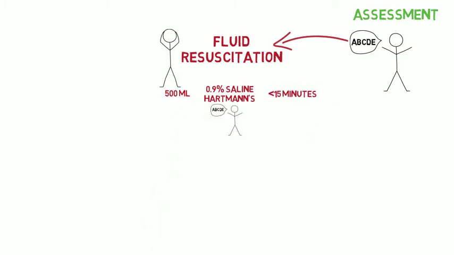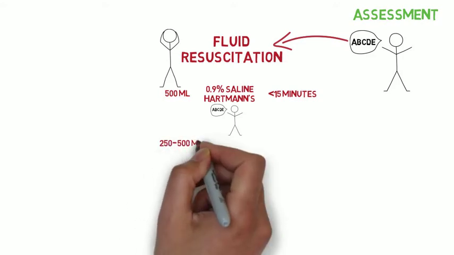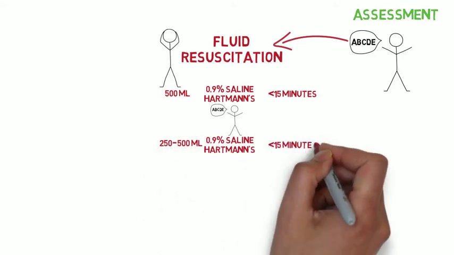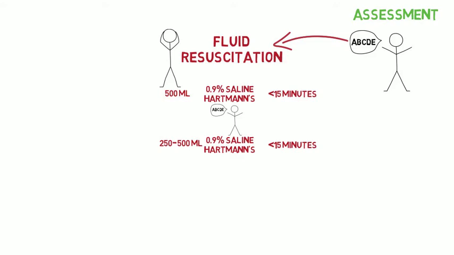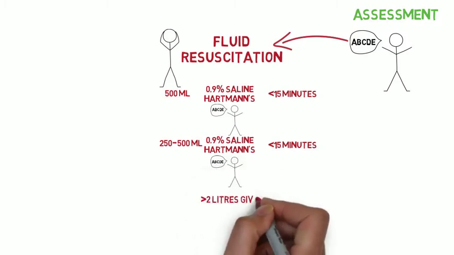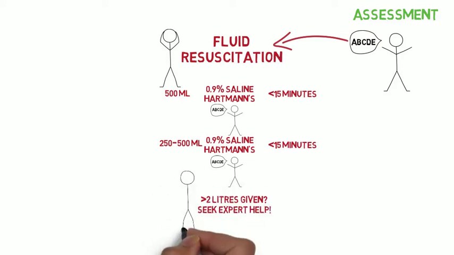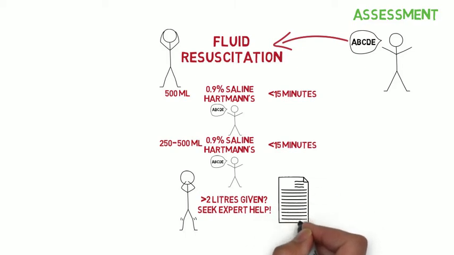If they require further resuscitation, give boluses of 250 to 500 ml 0.9% saline or Hartmann's, again over less than 15 minutes per bolus. As always, reassess the patient following each bolus. If your patient has needed 2 litres or more of fluid resuscitation, it's time to call for some expert help. Don't forget to document everything thoroughly. Remember, if it wasn't documented, it wasn't done.